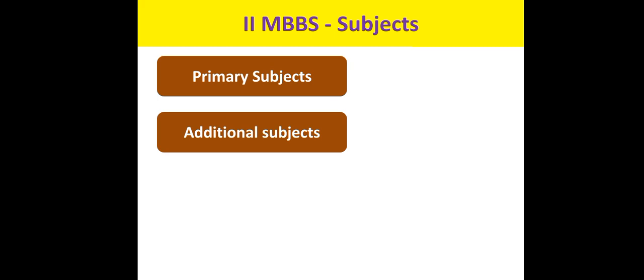Now the subjects that will be taught during the second MBBS are the primary subjects, secondary subjects, and additional subjects. Immediately when I am talking about this, the question comes to your mind: why are the subjects divided into these two? The answer lies in that primary subjects are those subjects whose exams are to be carried out at the end of the second MBBS. It means the 11th month of the teaching, but there are certain additional subjects.